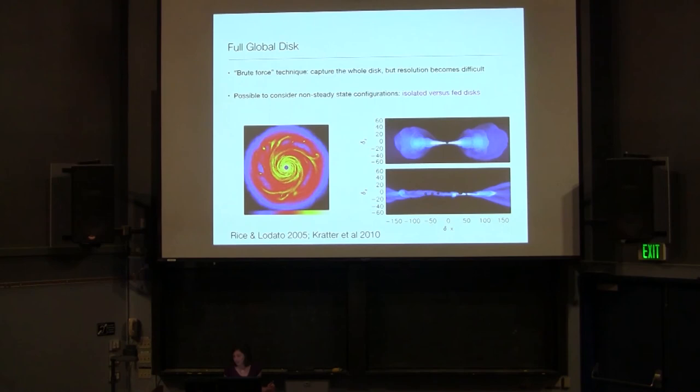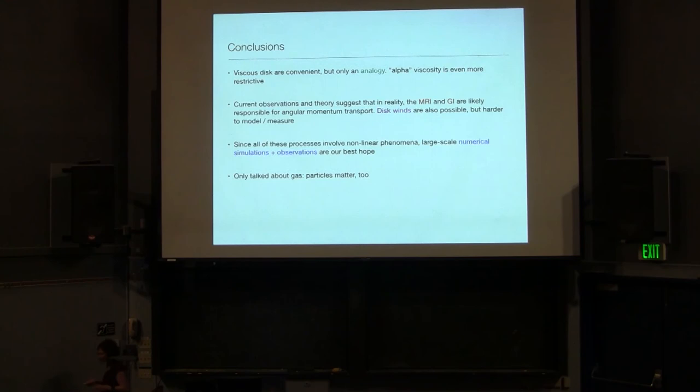So I'll just put up my conclusions and say that viscous disks are convenient. It's really nice to talk about alpha viscosities, but we should be careful when we apply this and try to interpret physics based on a single parameter of ignorance. Based on the current observations and our current best guesses for the theory, the MRI and gravitational instability, not necessarily fragmentation, are likely very important for transporting angular momentum depending on the type of disk you're talking about.